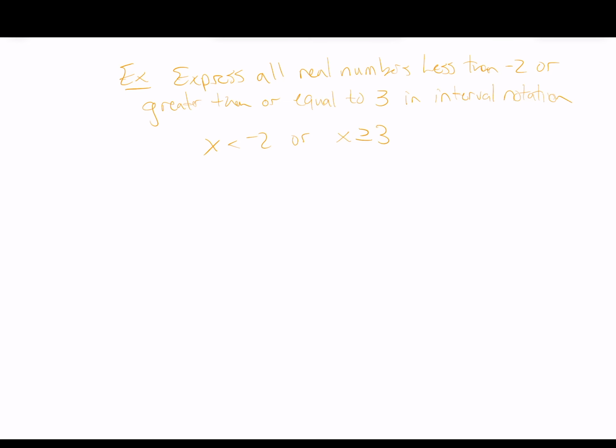Well, what that tells us is that we need two separate intervals. So the first interval is all of the things from -infinity up to -2, not including -2. And then we need a union, that's what the or means, all of the numbers, including 3, up to infinity. And that's our final answer. Let's move on and consider some properties of inequalities.